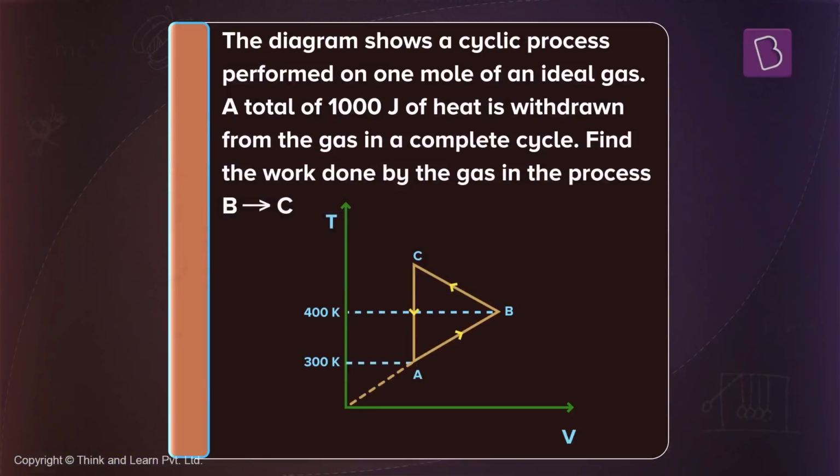So in this question, we are given a cyclic process. In this cyclic process, we are asked, during one of the parts, to find the work done. The interesting thing to note in this problem is that they have told us that during the entire cycle, 1000 joules of heat is rejected. So this is the information given to us, and we have a graph of temperature versus volume. We have to observe this graph and solve this problem. So let's get started.